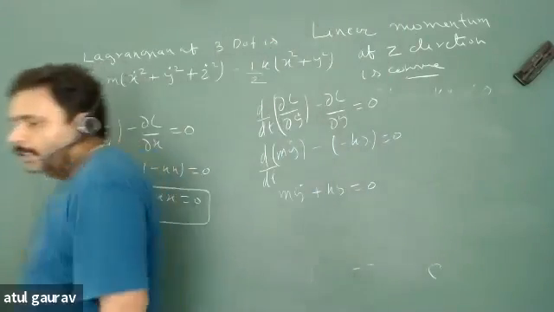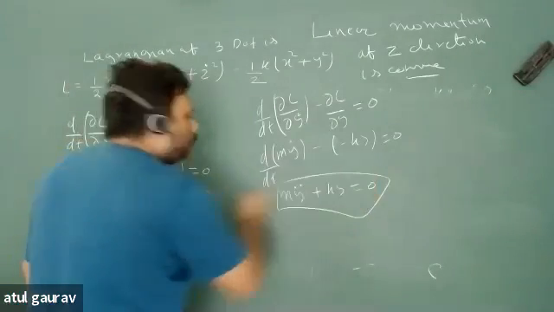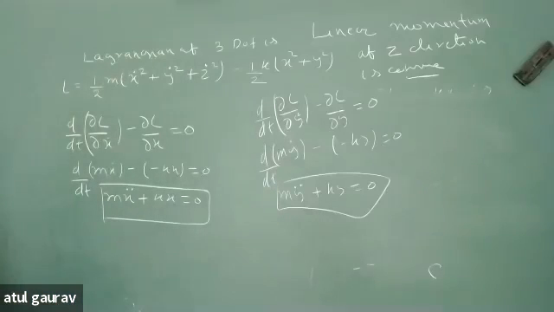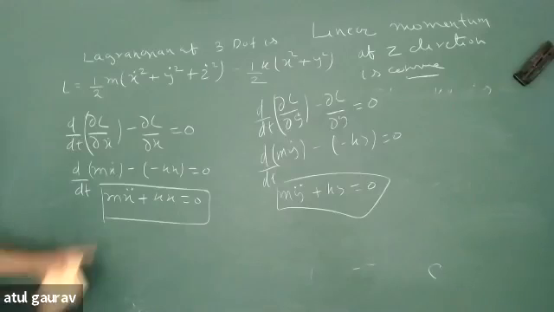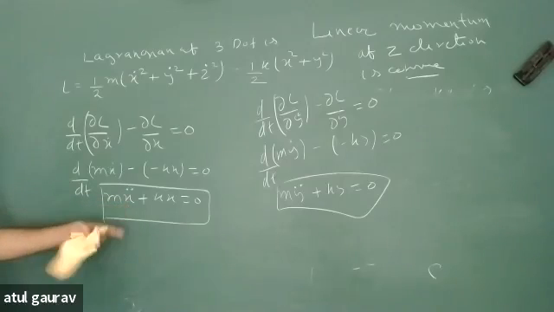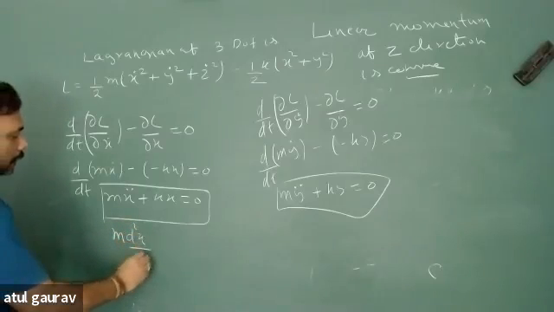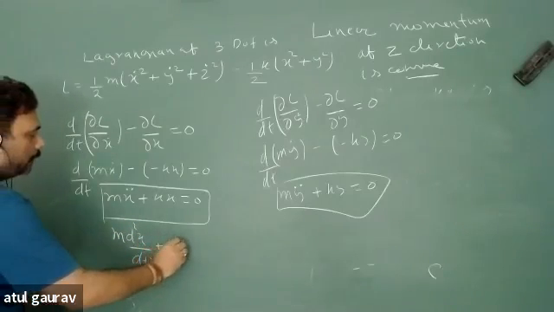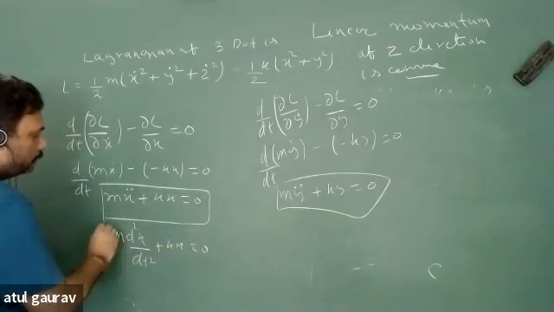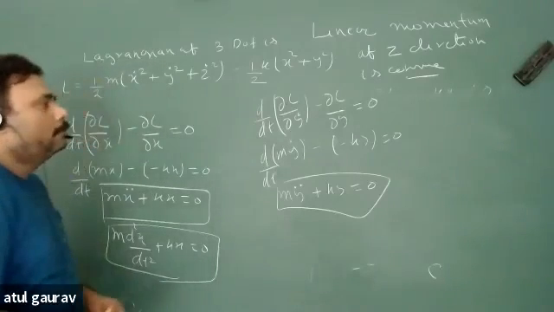And now look at here. This is exactly equivalent to Newton's law of motion, isn't it? F is equal to ma kind of situation is there. What is x double dot? You can write m d square x upon dt square plus kx is equal to 0, just like a harmonic oscillator in x direction. But what about y? What about z?